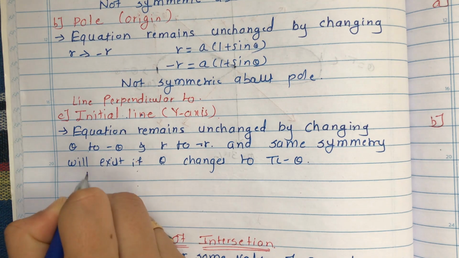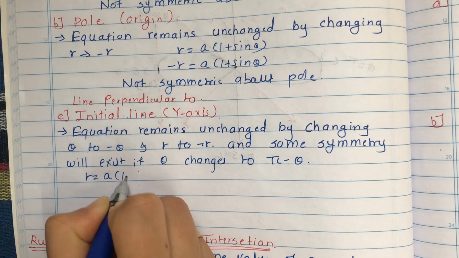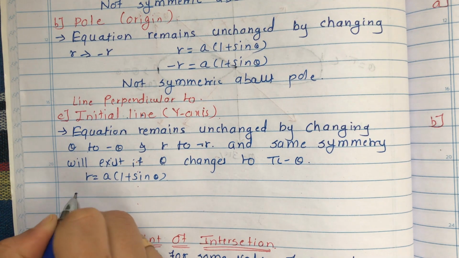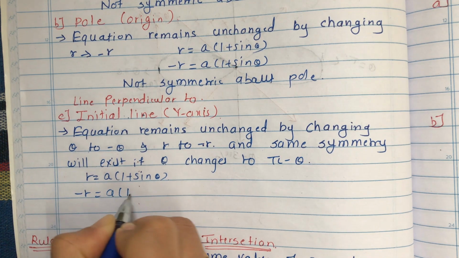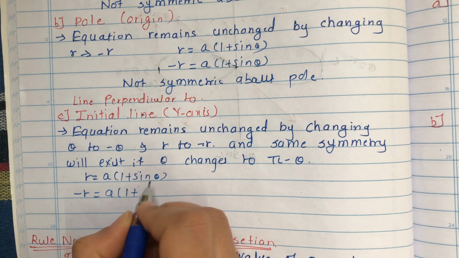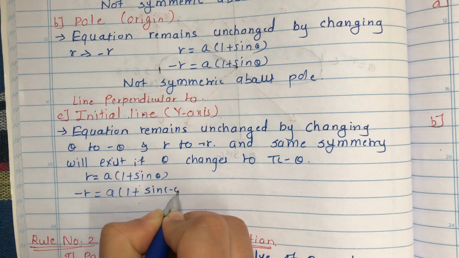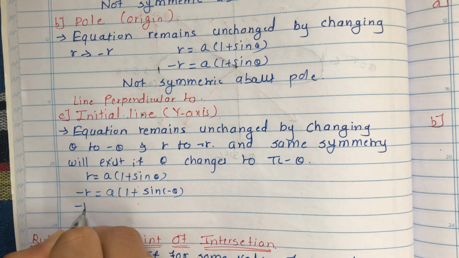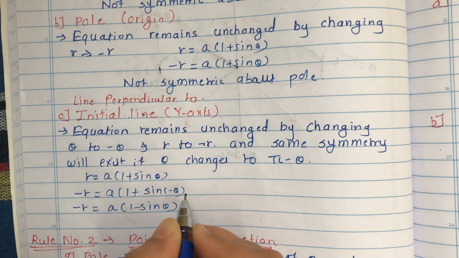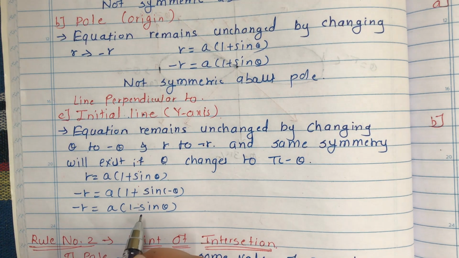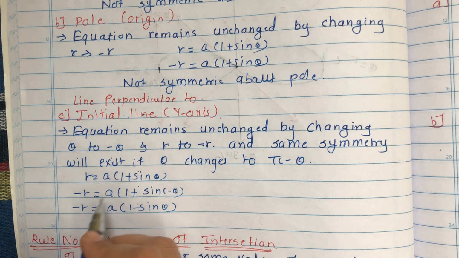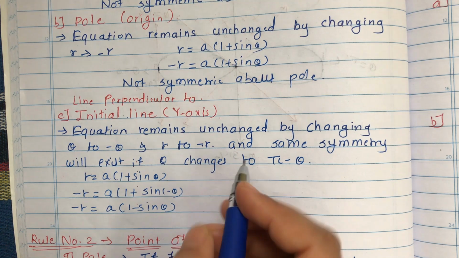So our equation is r is equal to a(1 + sin θ). Now we'll replace r by minus r and θ by minus θ, so it will be sin(−θ). So it will be minus r is equal to a(1 − sin θ). Okay, so the equation gets changed. So we will apply the second condition.